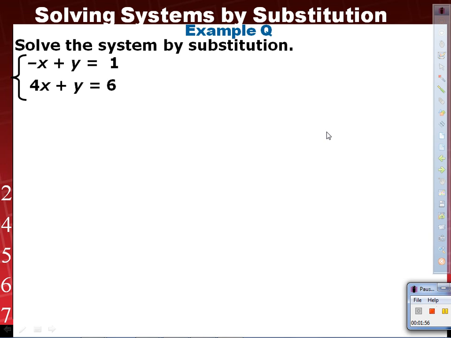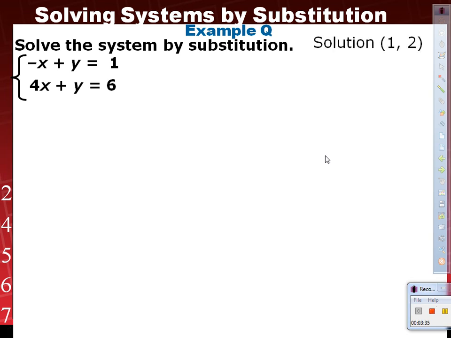Everybody ready with the solution? Audrey, what'd you get? Natalia, what'd you get? Hands up if you got 1, 2. That is correct. So write that next to your instructions: 1, 2. All right.